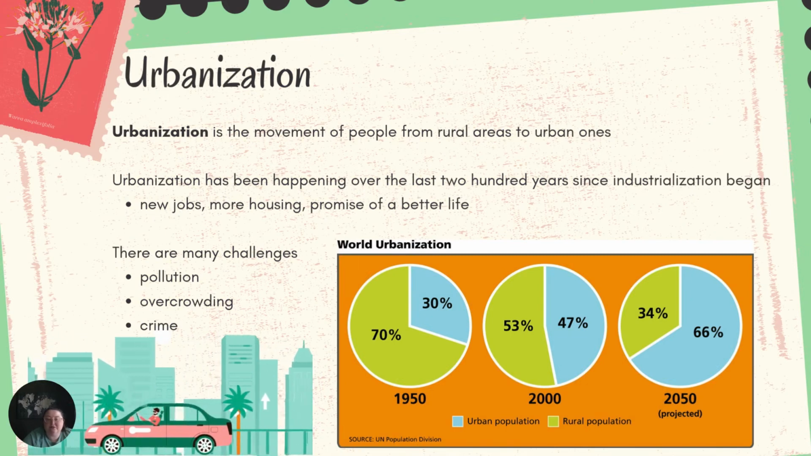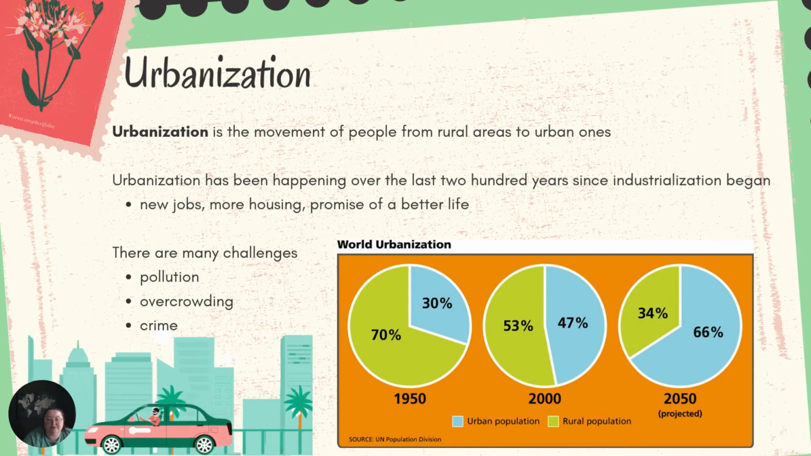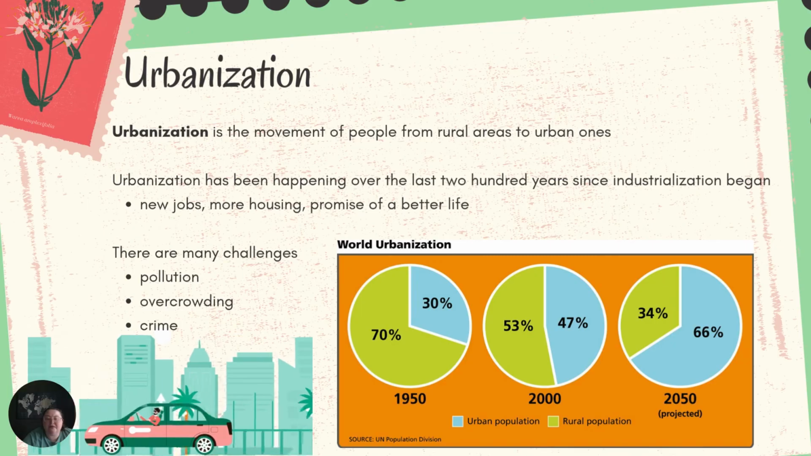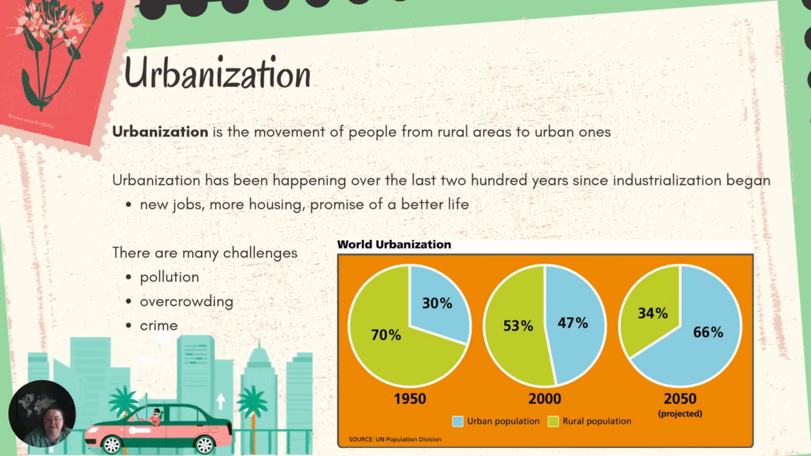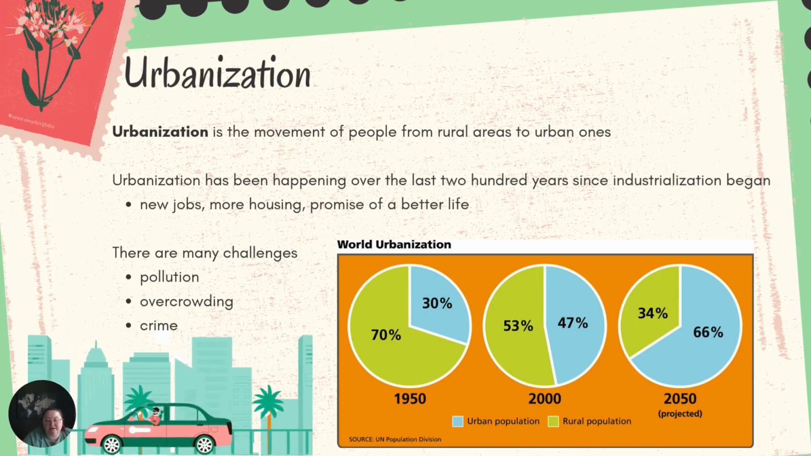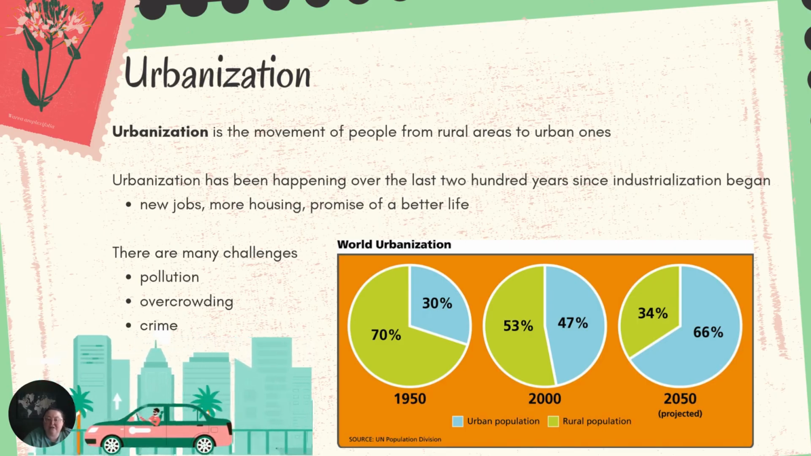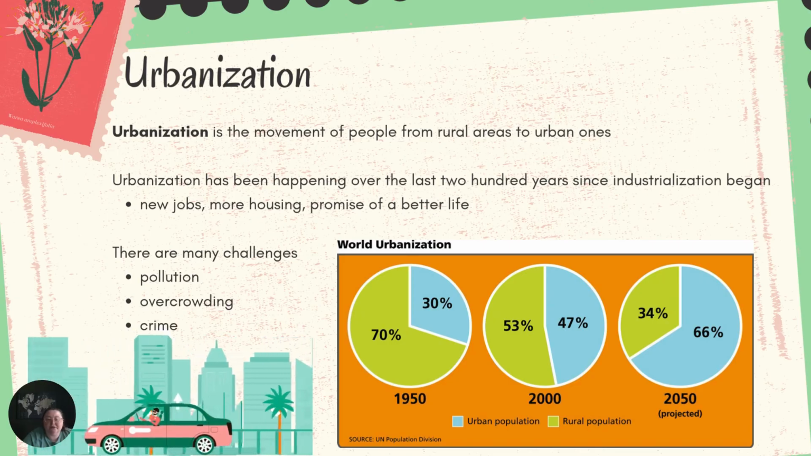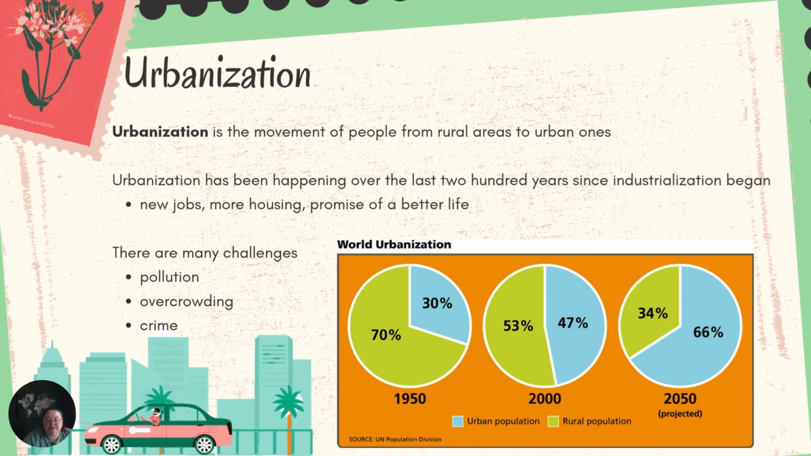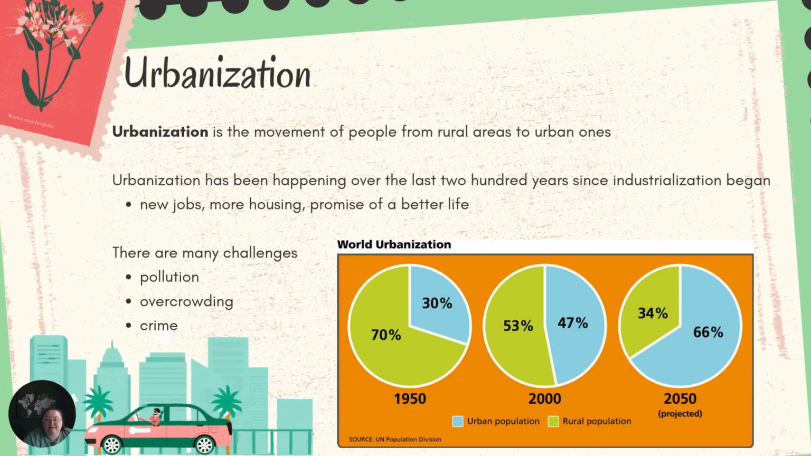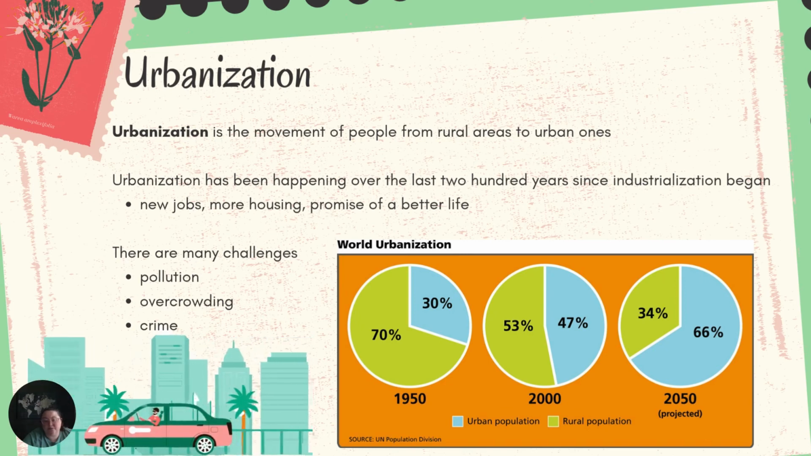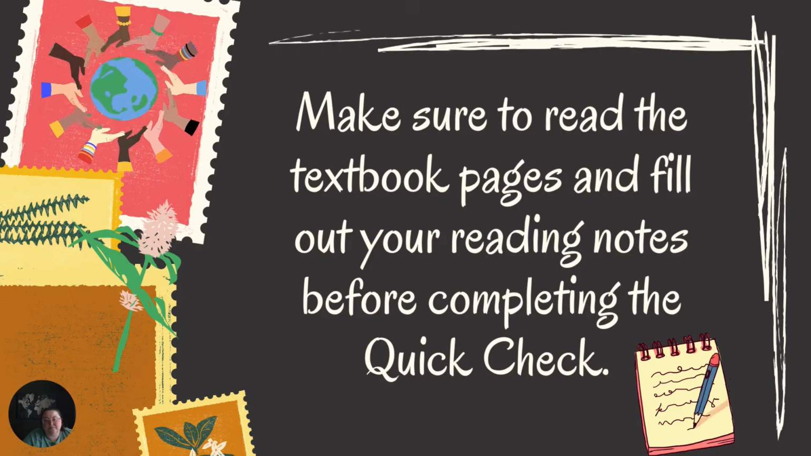Urbanization is the movement of people from rural areas to urban ones. So this is a form of migration. Urbanization has been happening over the last 200 years since industrialization began. Reasons for this are the promise of new jobs, more housing, and a better life. However, there are challenges with urbanization, such as pollution, overcrowding, and crime. Here in the chart, we can see that over the last 50 years, there has been an increase of urban population in the world, and that's projected to continue in the next 25 years.